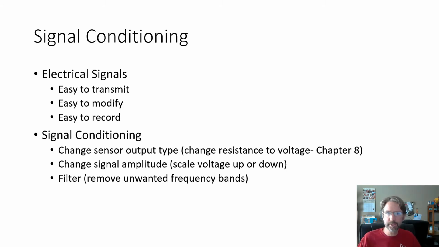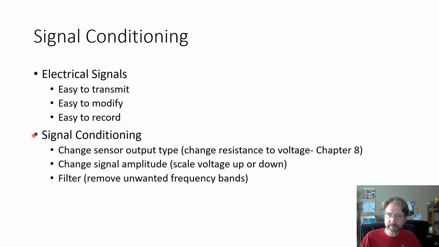So signal conditioning is important, and we're talking mostly about electrical signals here. Most sensors have electrical outputs because electrical signals are easy to transmit, easy to modify, easy to record. You can have other sensors, for example, your toilet has a float in it, most of them, to measure the level of the water in the tank. And so that's a mechanical sensor. So if you're trying to transmit that information, you'd have to come up with linkages, maybe gears or something. So electrical, much easier to do in a small package.